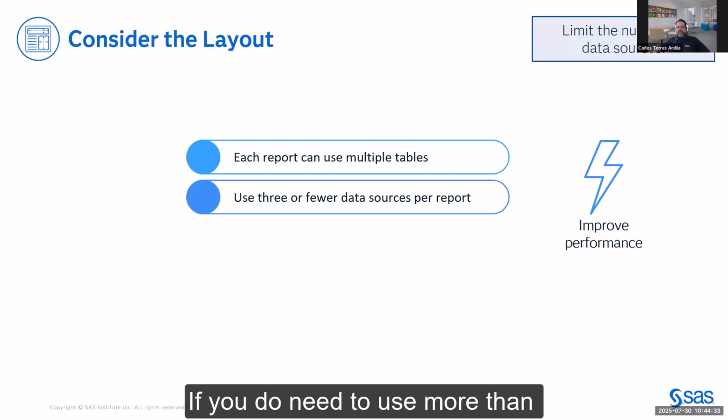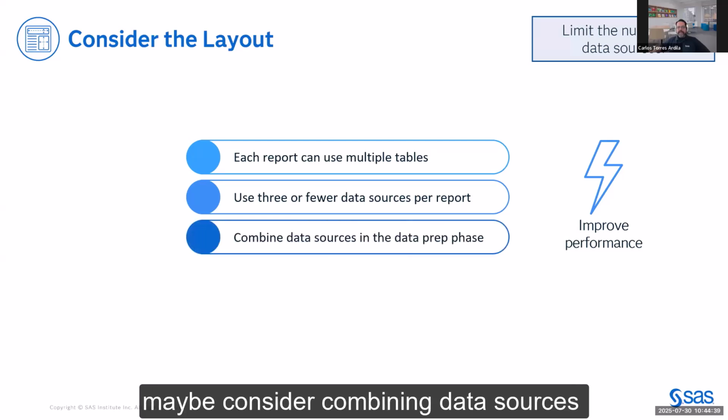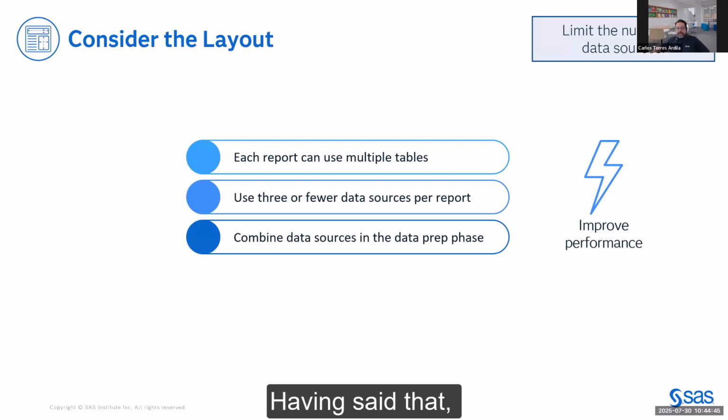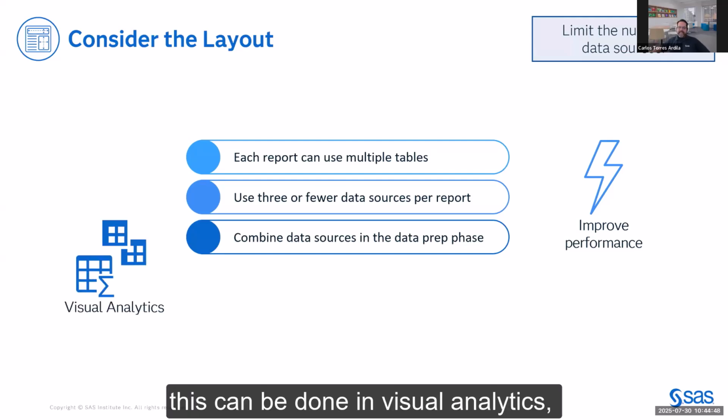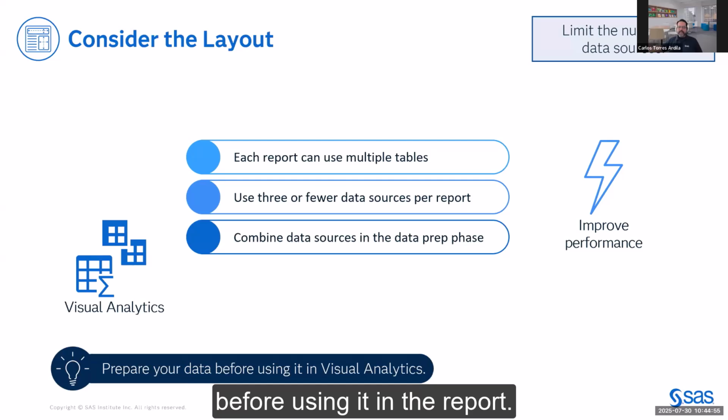If you do need to use more than 6 data sources to tell your data story, maybe consider combining data sources in the data preparation phase. Having said that, this can be done in Visual Analytics, but it's still recommended that you prepare your data before using it in the report.